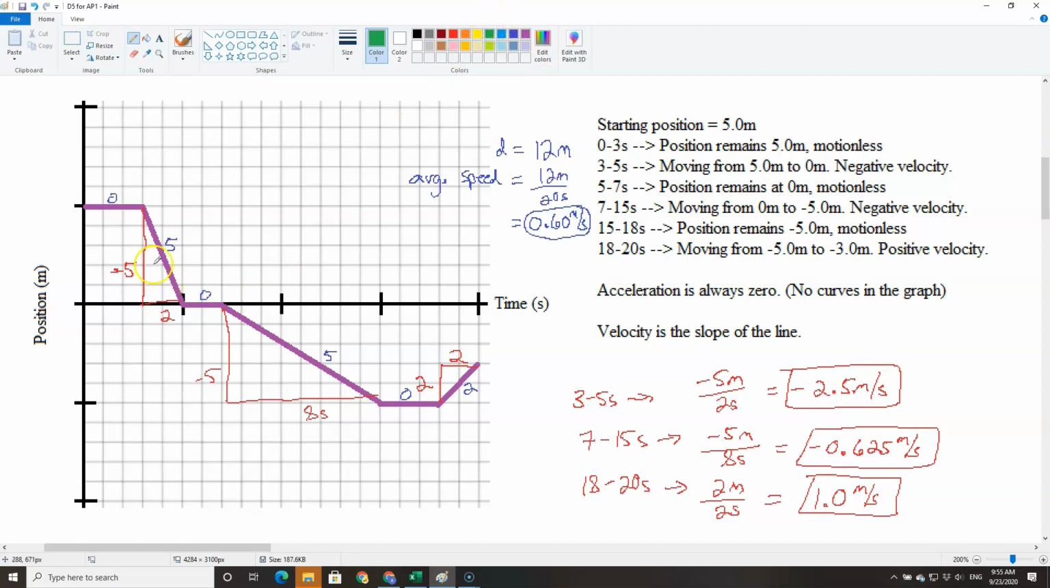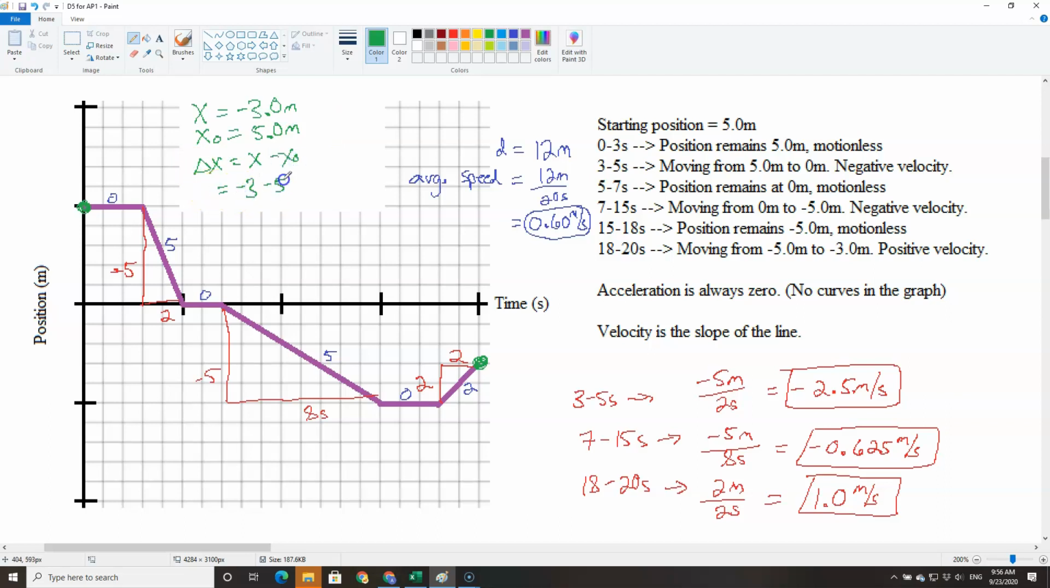Displacement's a little bit easier to figure out than distance, because displacement only cares about your initial and your final. I'll create some room here so I can write. The final position right here is negative 3, so I'll put x equals negative 3. The initial position right here is at 5, so x initial is 5. So delta x would be final minus initial, so that will be negative 3 minus 5, or negative 8 meters. So the displacement is negative 8 meters.